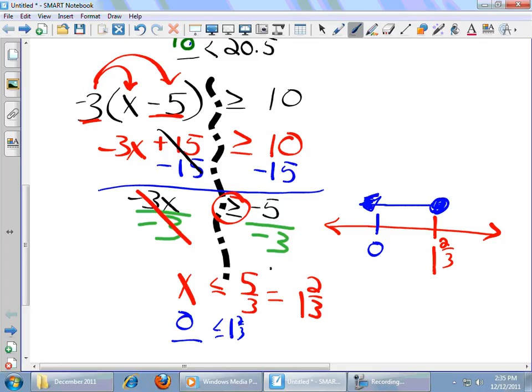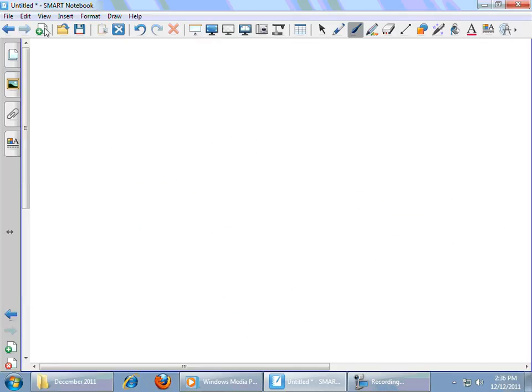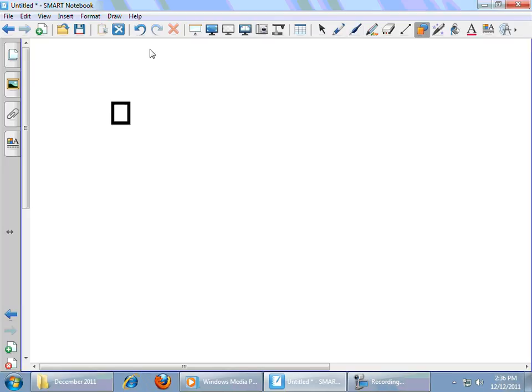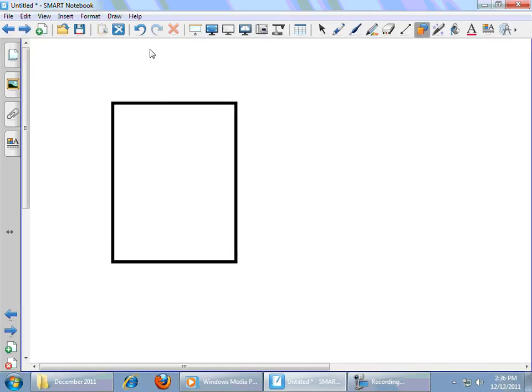All right. Oh, my shading is out of control. There you go. Okay, let's move on to a perimeter type problem. Let's say you have a rectangle that looks just like this, and you are told that this side is 2x plus 1, and this side is 3x minus 2.